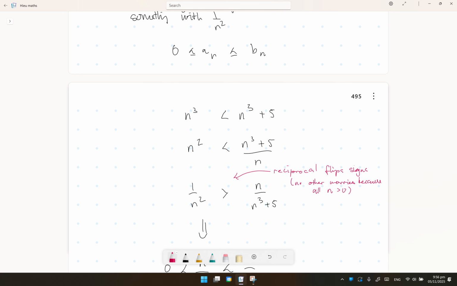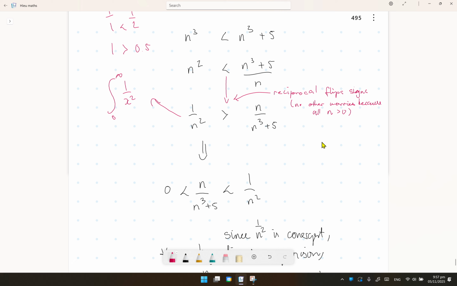1 over n squared, whose properties we know because we can do the integral test of this from 1 to infinity of 1 over x squared, and we know if the exponent is larger than 1, it's convergent. And then we also have n over n cubed plus 5, which is exactly the function that we're looking for. But notice how the sign changed. Think of it this way: 1 is less than 2, and then you take 1 over 1 and 1 over 2, and what you have now is 1 and 0.5. If you divide by a larger number, the result is smaller, and so the sign should change. That's the logic here.